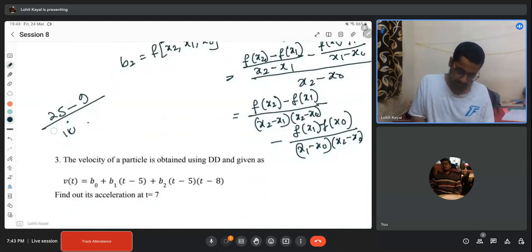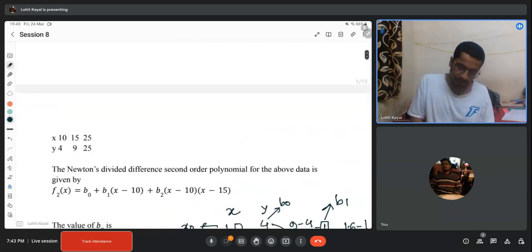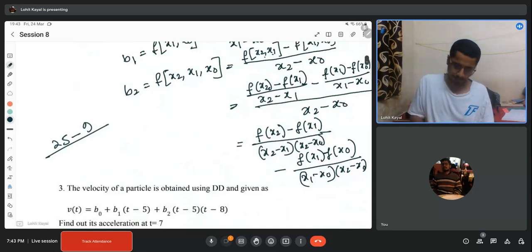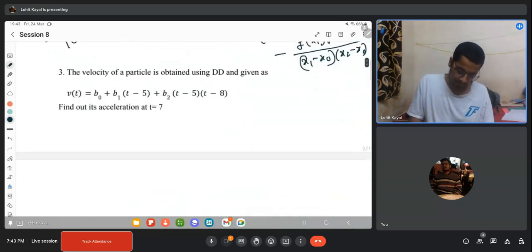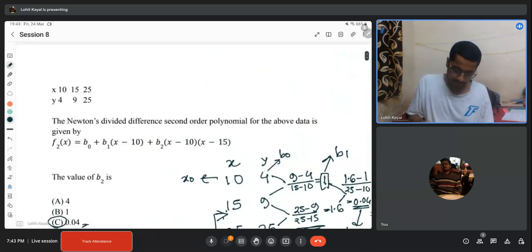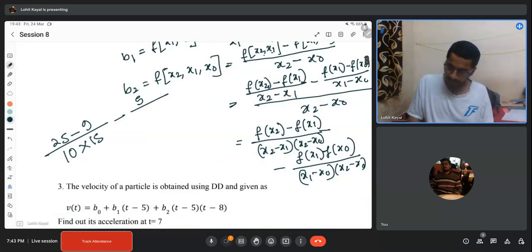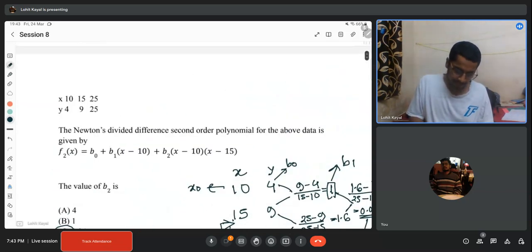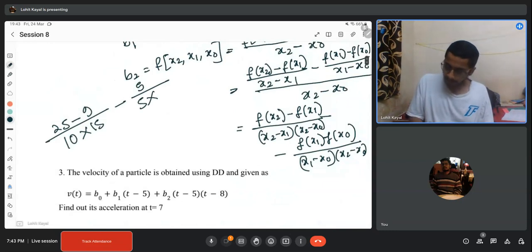Divided by x2 minus x1. No, sorry, I was working on the y terms. It will be 25 minus 15, that is x2 minus x1, right? It will be 10 multiplied by x2 minus x naught, 25 minus 10, that is 15, right? So minus f of x1 minus f of x naught. So 9 minus 4, so this is 5. And x1 minus x naught is 5, and x2 minus x naught is again 15.